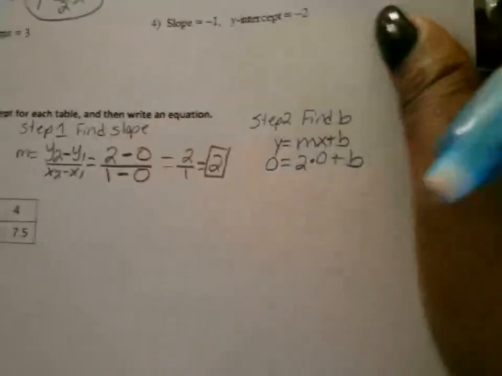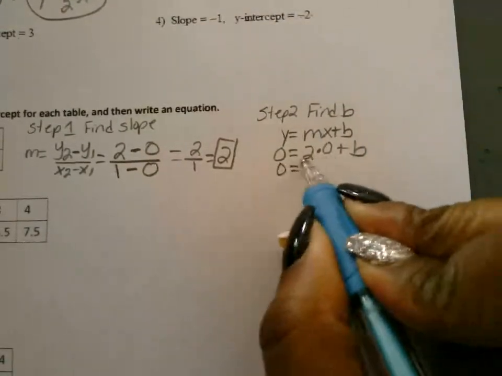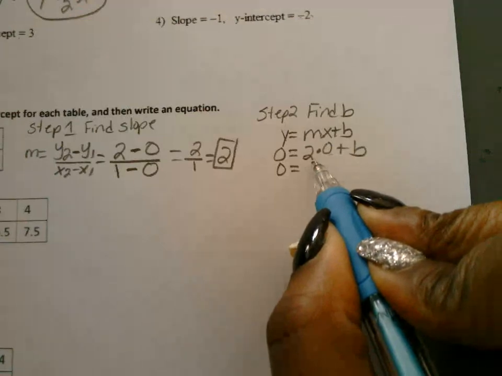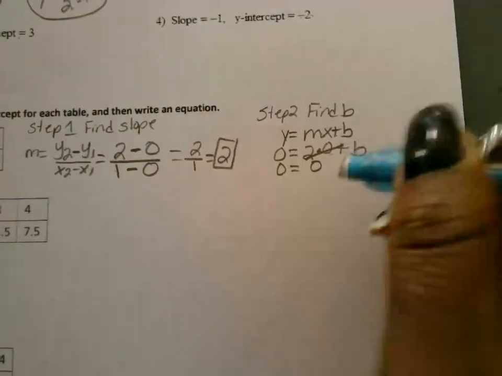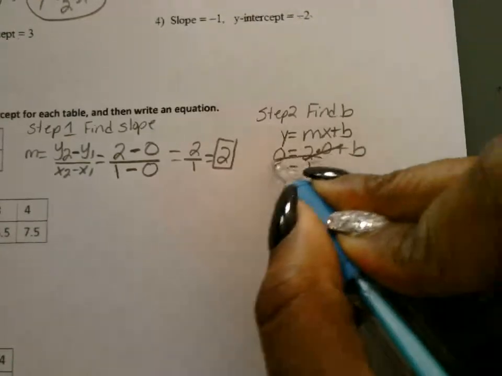So this is going to be 0 is equal to 2 times 0. That's gone, so I'm just left with b. So b is 0.